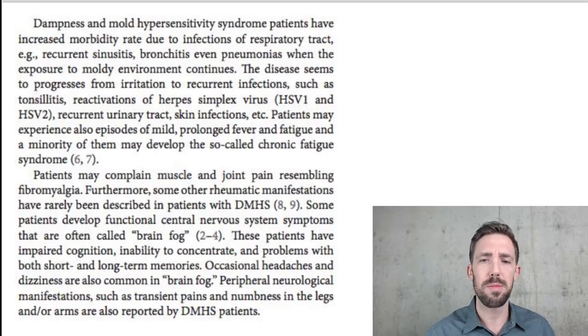Interesting. Patients may also experience episodes of mild prolonged fever and fatigue, and a minority of them may develop the so-called chronic fatigue syndrome. Patients may also complain of muscle and joint pain resembling fibromyalgia. Furthermore, some other rheumatic manifestations have rarely been described in patients with, this is not CIRS, this is damp, moldy hypersensitivity syndrome. Some patients develop central nervous system symptoms that are often called brain fog.